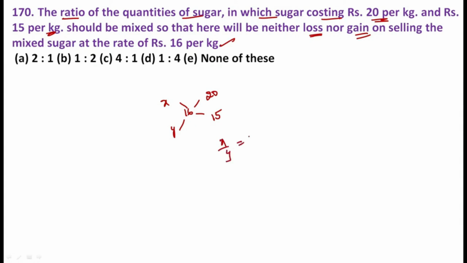X by y value: 16 minus 15 is equal to 1, and 20 minus 16 is equal to 4. So you have to mix them in the ratio 1 is to 4.